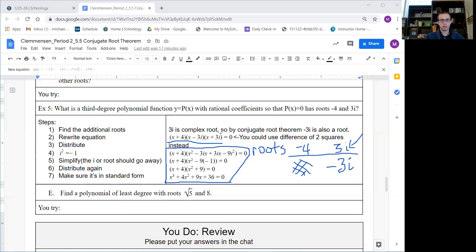So when I rewrite my equation right here, I take my roots that I already had, the -4 and the 3i. And I took my new root that I found, which is the -3i right here. And I do my x minus trick. So it's x minus my number times x minus my number times x minus my number. My three numbers in this case were a -4, 3i, and -3i.